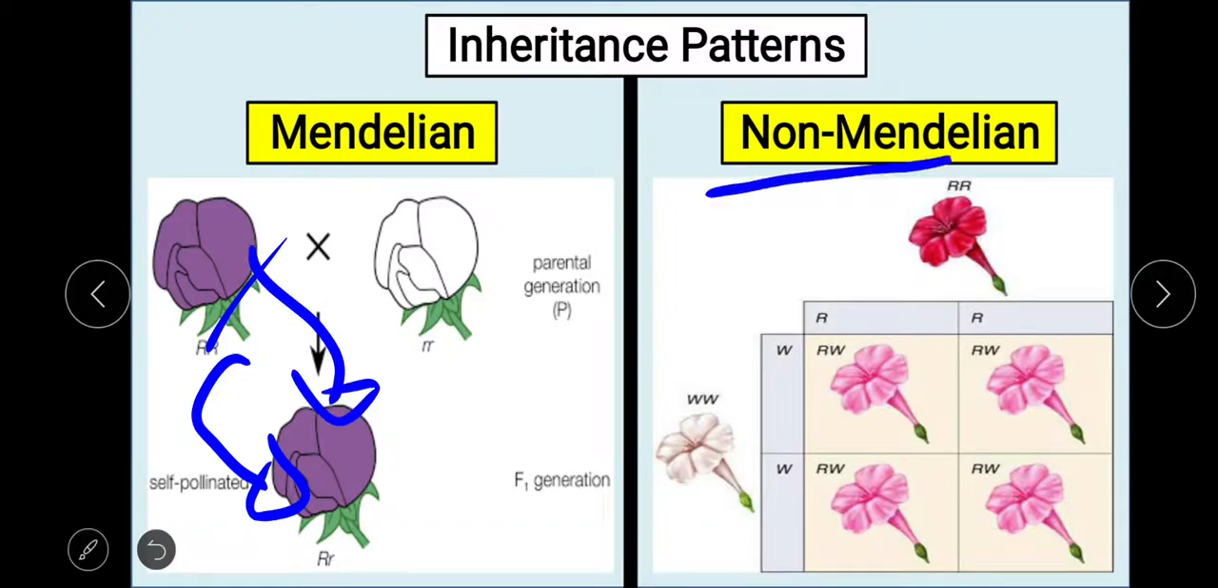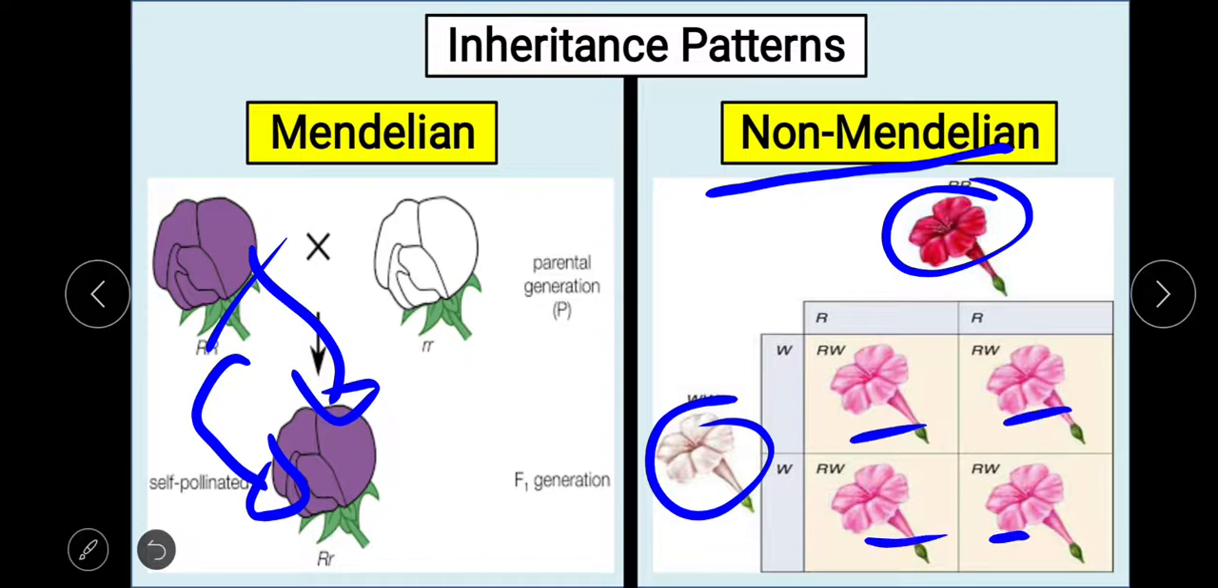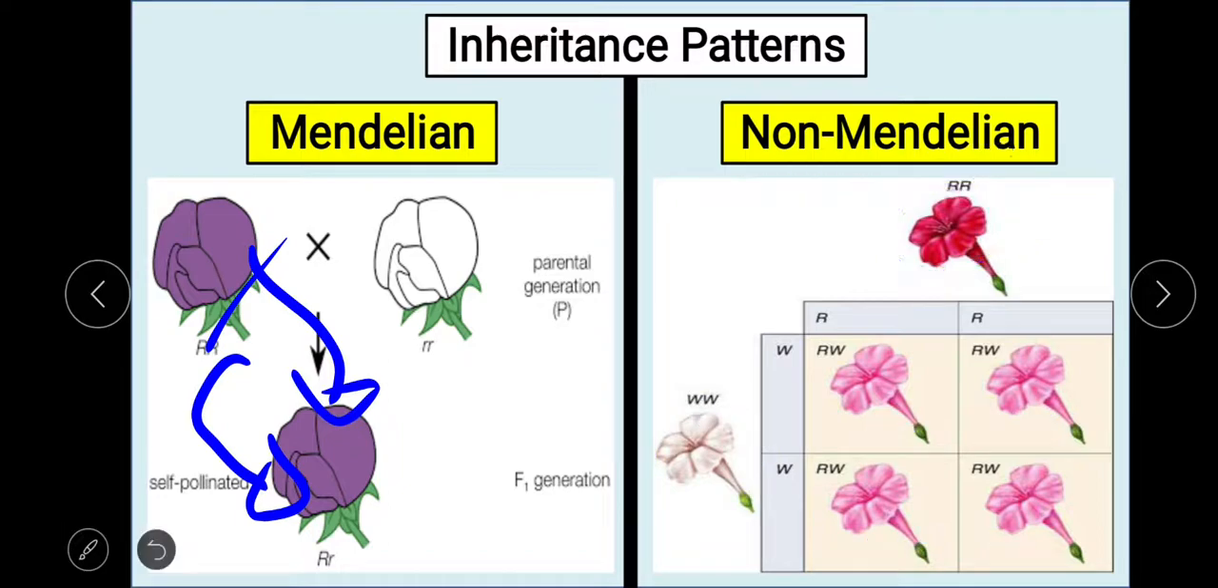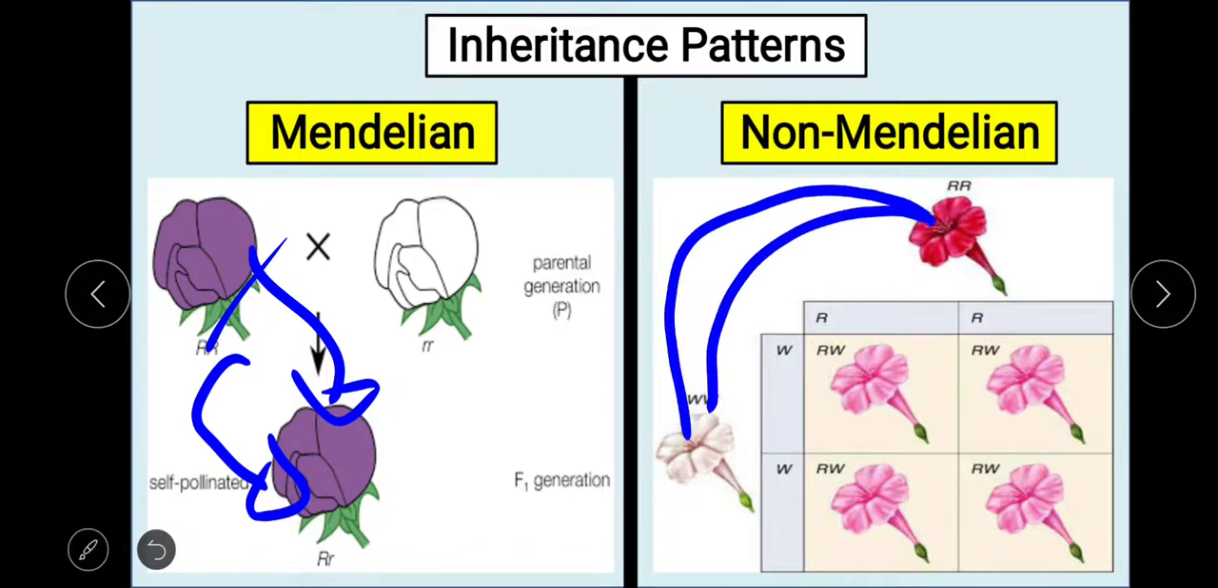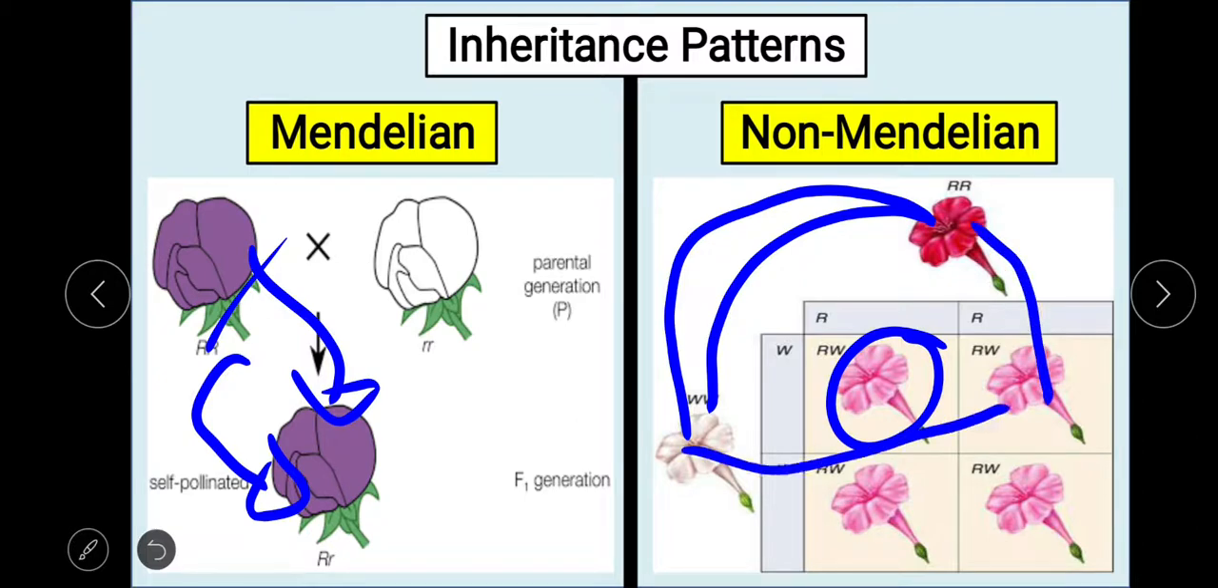Now in non-Mendelian inheritance, in incomplete dominance, a red flower crossed with a white flower, all resulting flowers were pink. Meaning to say, neither allele, neither trait is dominant. Red is not dominant over white and white is not dominant over red because the resulting color was the intermediate between the two. Not so red and not so white.